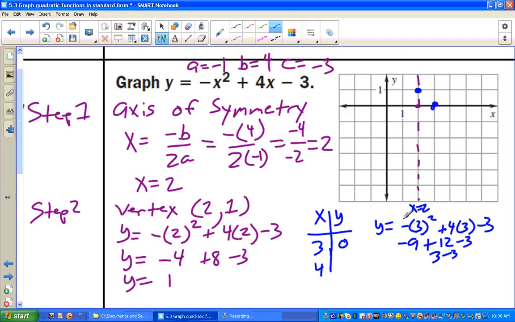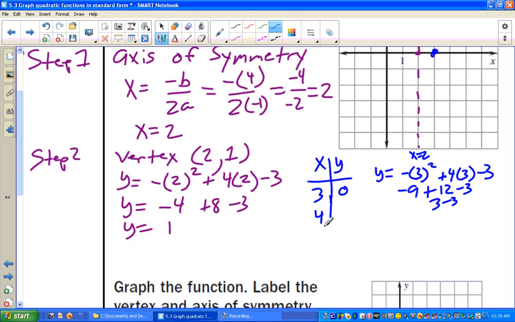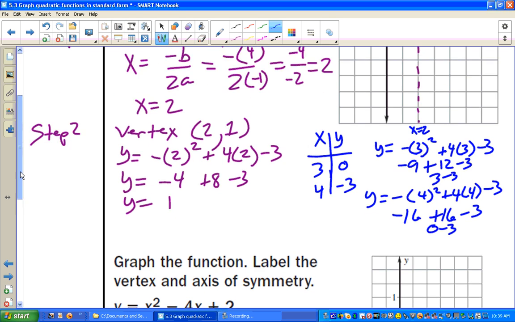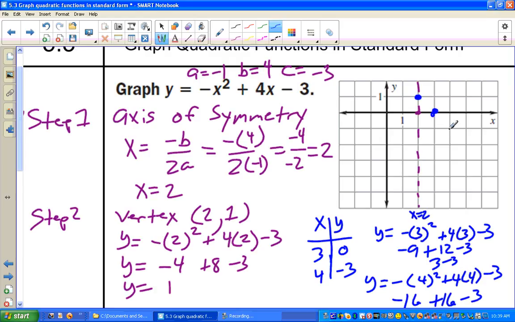There's 3, 0. I'm going to do the same thing again, but I have to use 4 this time. So I've got y equals a negative. Substitute a 4, that'll be squared, plus a 4 times a 4, minus a 3. So 4 squared is 16, times a negative 1 is negative 16. And then 4 times 4 is positive 16, minus 3. So negative 16 plus 16 is 0, and then 0 minus 3 is a negative 3. So I've got the point 4, negative 3. So here's 4, here's negative 3.